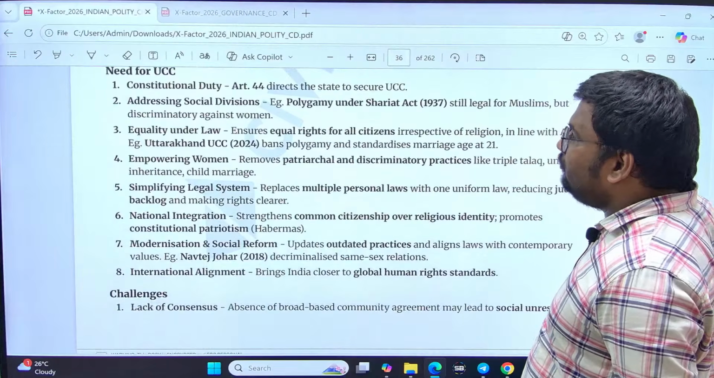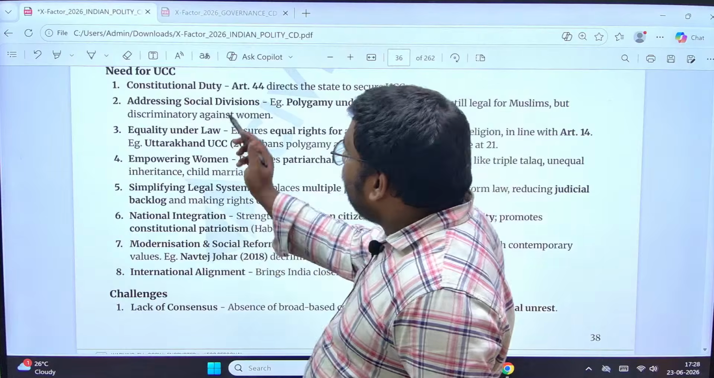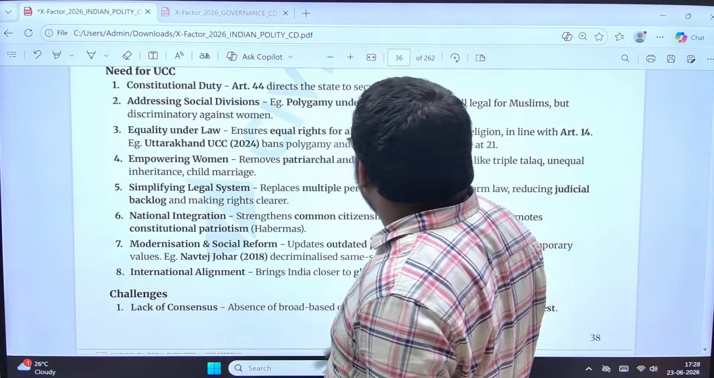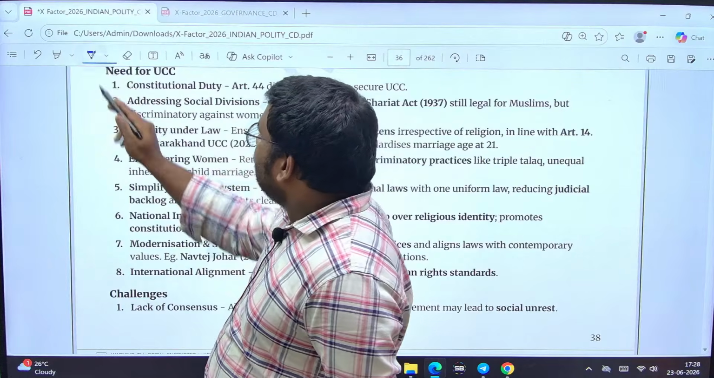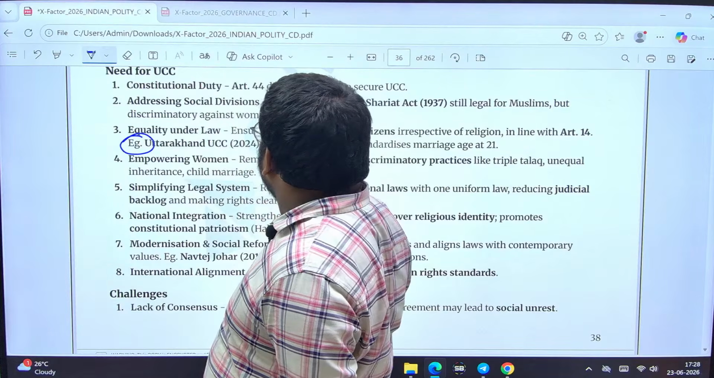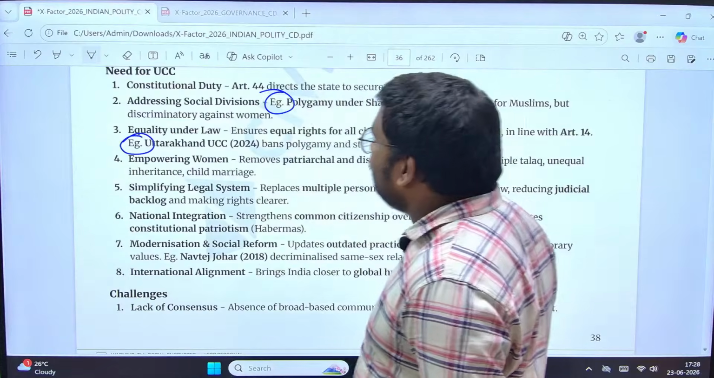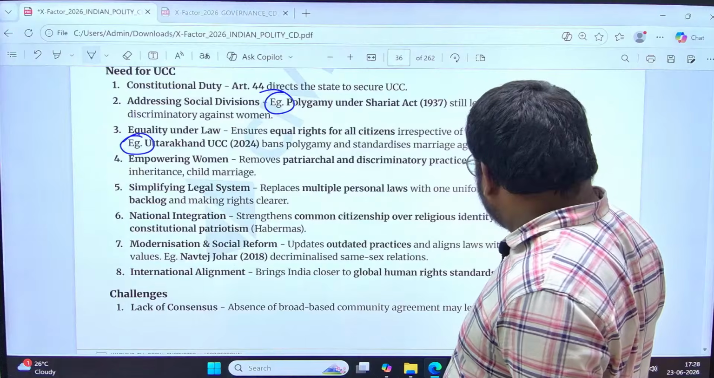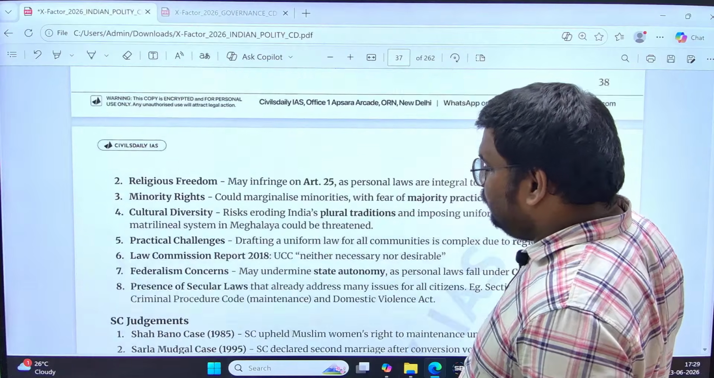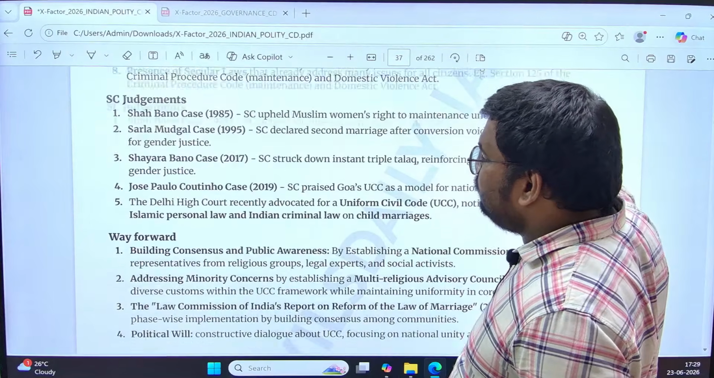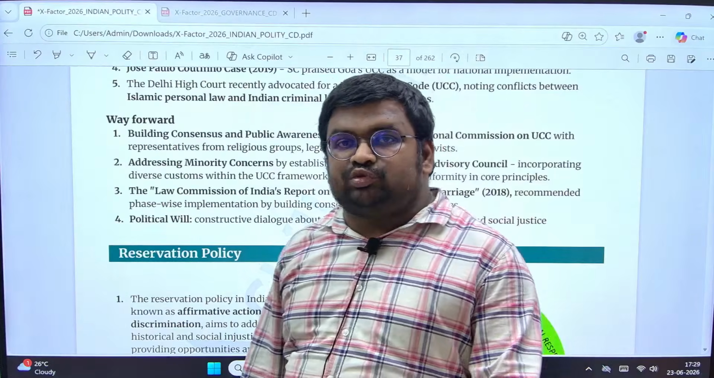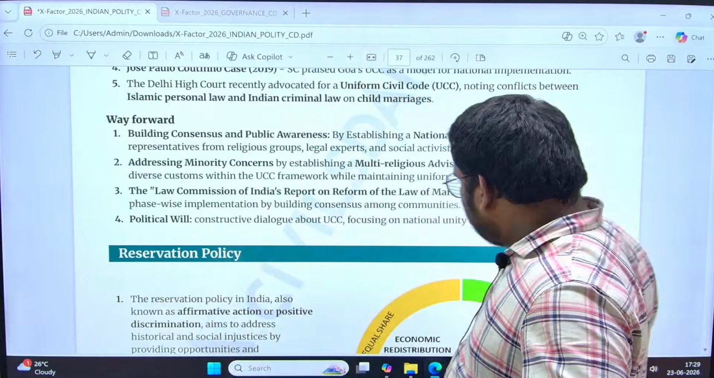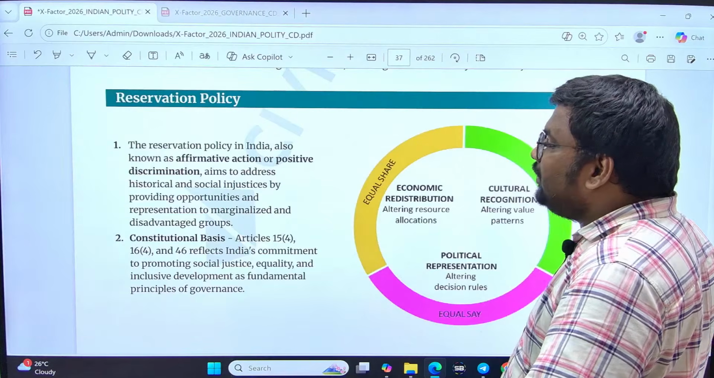So uska need, why there is need, again every point, जैसे equality under law, addressing social divisions, women empowerment, everything has been substantiated with specific example. ठीक है, so this is what makes your answers dense. So the need for it, the challenges in implementing it, and the Supreme Court judgments way forward. अब कोई भी question पूछा तो आपका answer इसी पे आएगा. Right, now within equality you have the reservation policy, Article 15 and Article 16.